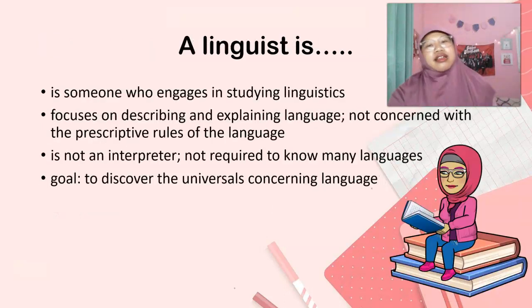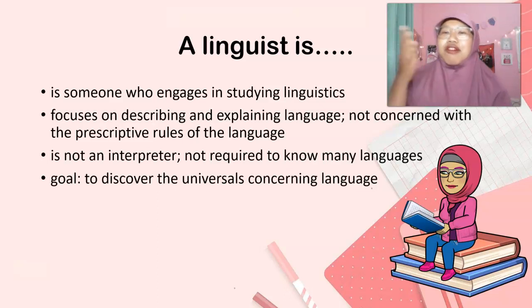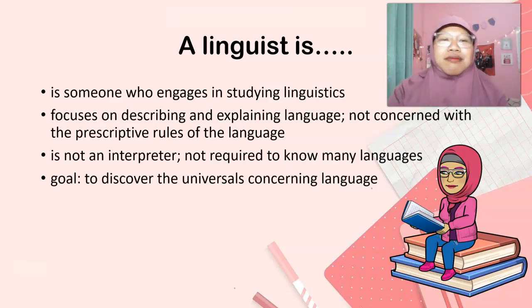Well, linguistics as a science, of course, has experts who develop it. They are called linguists. They are people who are engaged in studying linguistics, focusing on describing and explaining language, not concerned with the prescriptive rules of the language. And they are not interpreters, they are not required to know many languages, and the goal is to discover the universals concerning language.